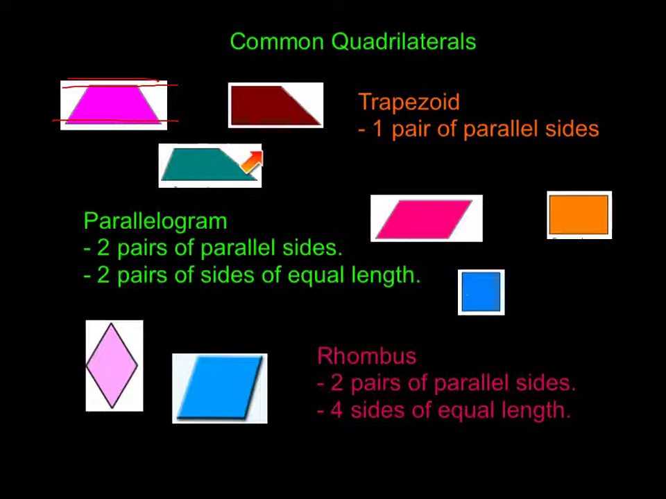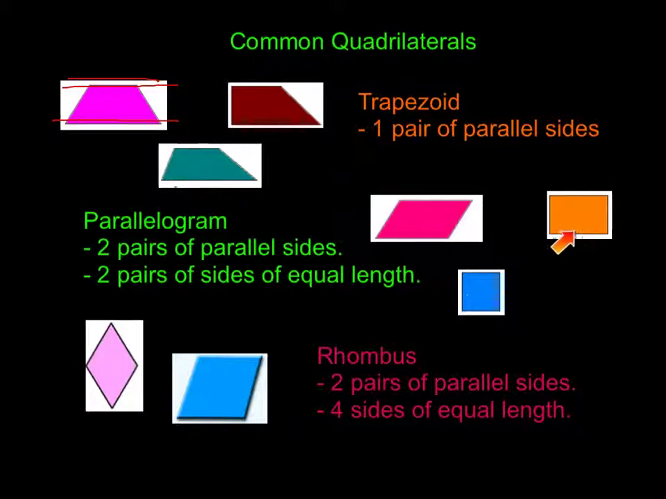A parallelogram is our next one here. A parallelogram has 2 pairs of parallel sides and 2 pairs of sides of equal length. So if you notice right here, we have 1 and 2. These 2 are the same, are parallel. And then we also have these 2 right here that are parallel, and they're the same length. Now this is a parallelogram.